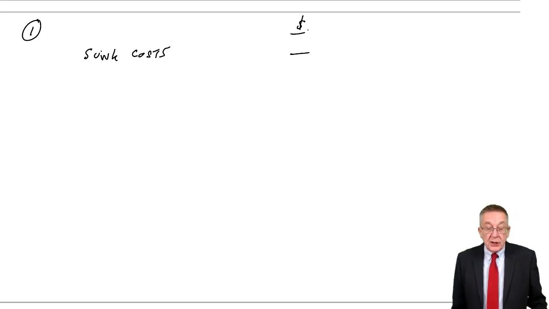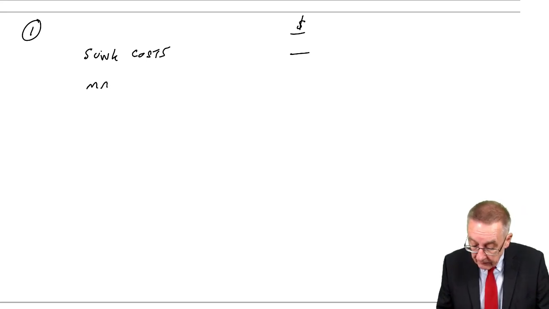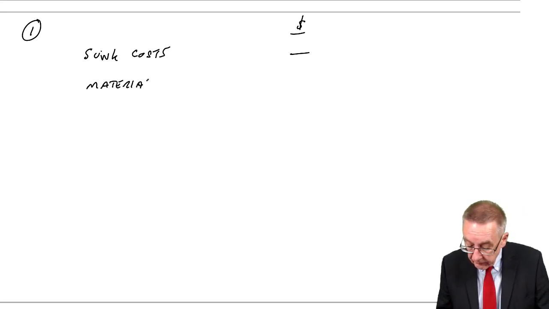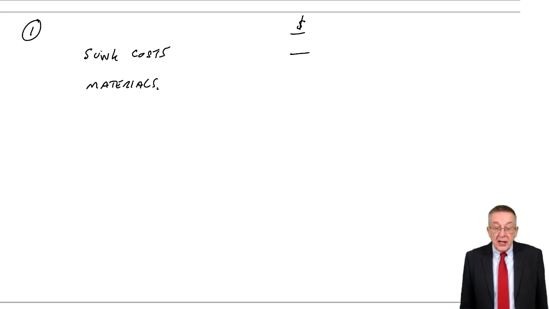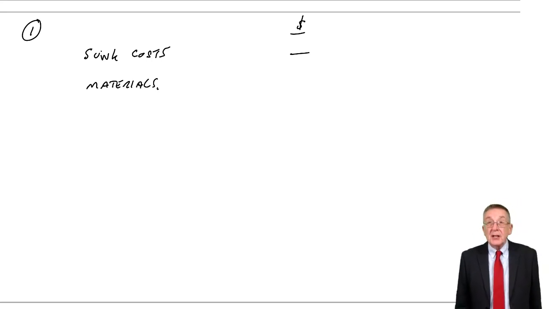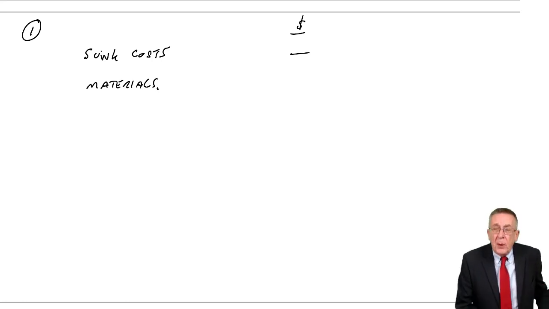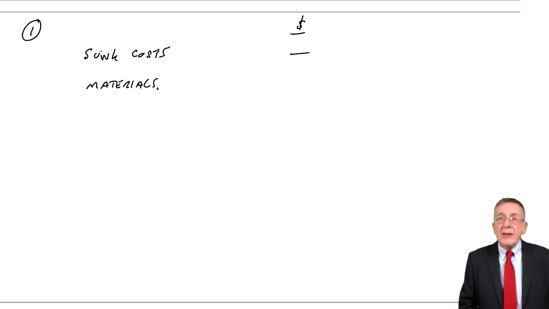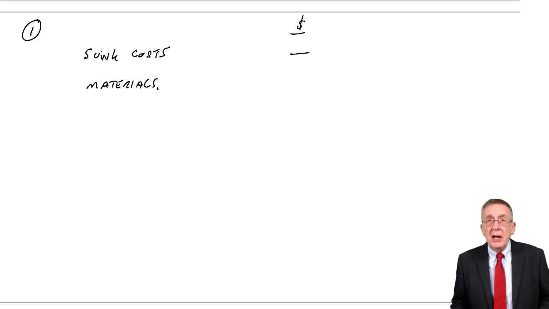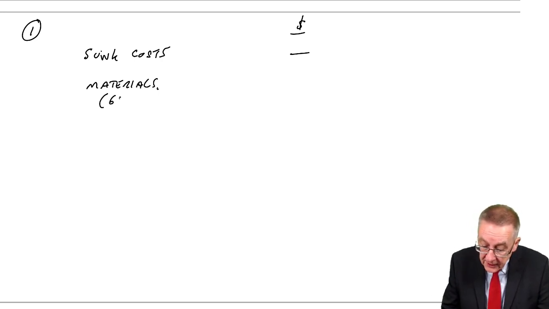Further down, shown below are the additional expenses which we estimate to be necessary. First of all, materials. The materials required have just been purchased at a cost of 60,000. So we've already bought the materials. Those materials are there whether we continue with this project or we don't. Again, the 60,000 is a sunk cost and not relevant.